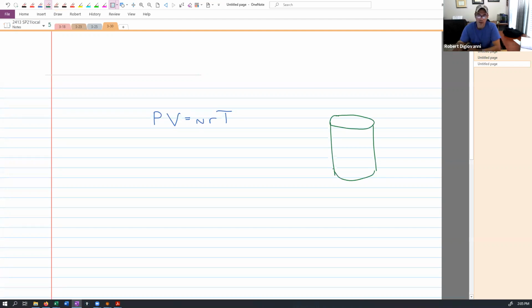Okay, so maybe you have a container that has oxygen in it, or maybe it's got hydrogen or helium or something. It's got some gas in here and it's contained, all right? This equation must be maintained within the container. It is the pressure times the volume must be equal to, does anyone know what N is?